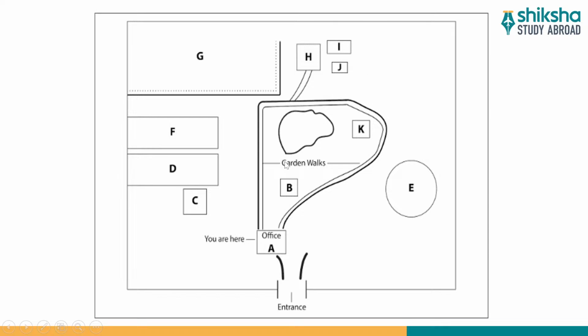And there is one more thing which has been marked here. For example, garden walks, right? So the speaker might say something like this, that when you're starting from the office, keep moving towards your east or towards the garden walk area. So definitely you'll be moving towards B and then you'll be moving towards K. So the answer might be, between B and K. I'm just giving you an example. It's not the answer here, definitely. But yes, this is what I'm trying to say.